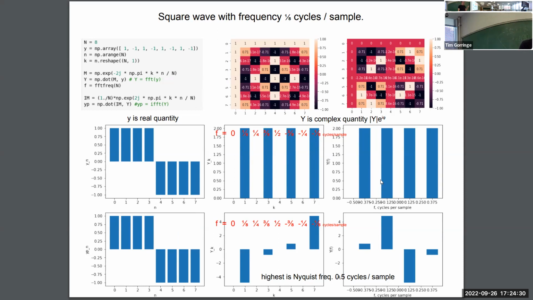Changing the period to be 2 times longer again. So now I've got 1, 1, 1, 1, minus 1, minus 1, minus 1, minus 1. So I managed to fit 1 period in this region here. So what do we see in this case? What we see in this case is kind of interesting.